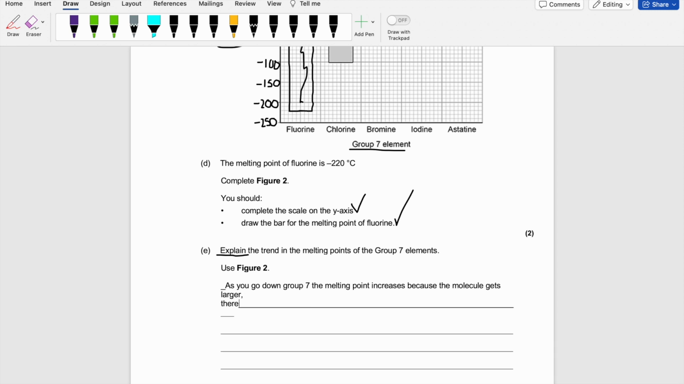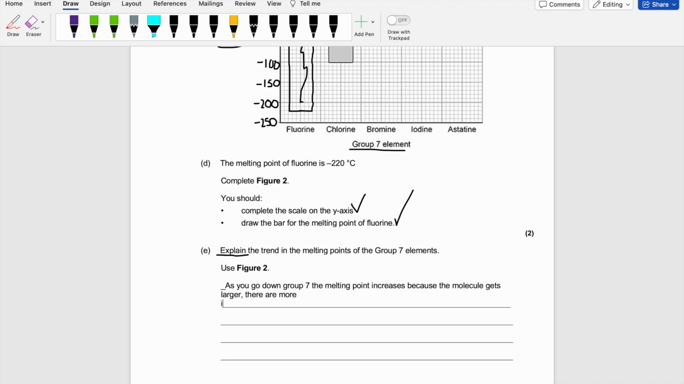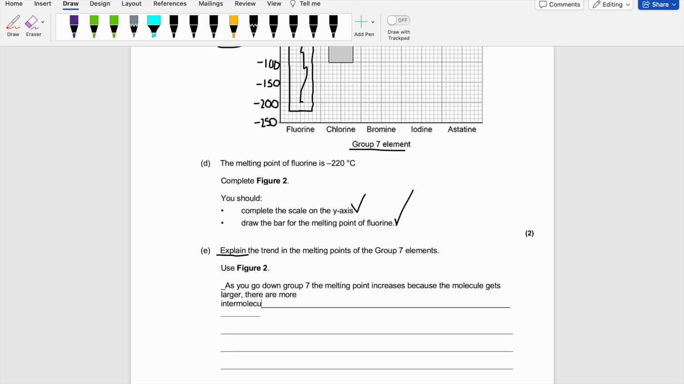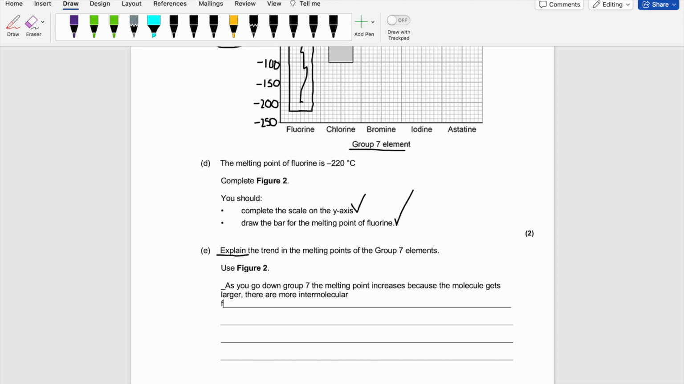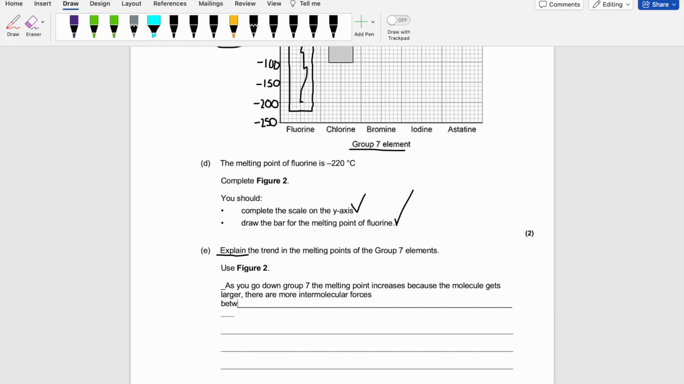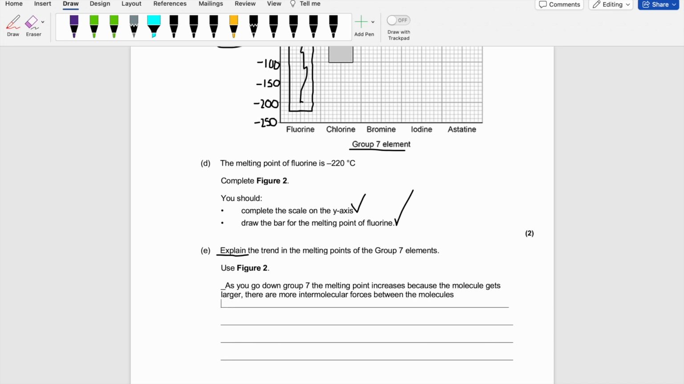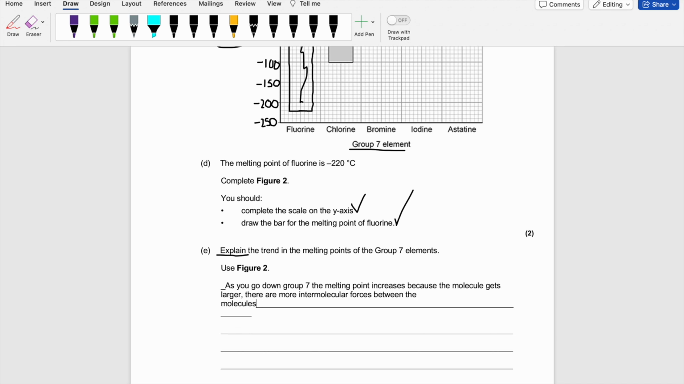There are more intermolecular forces. So there are the forces, they are the forces between the molecules. So there are more intermolecular forces between the molecules, which require more energy to break.